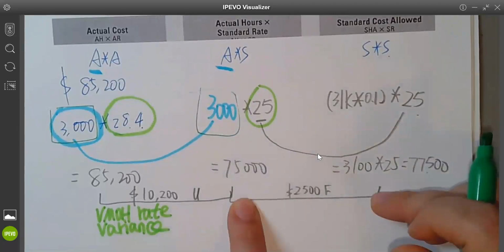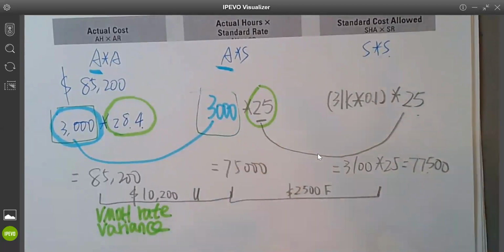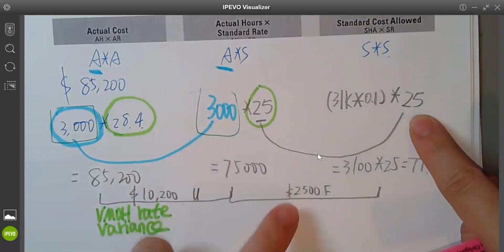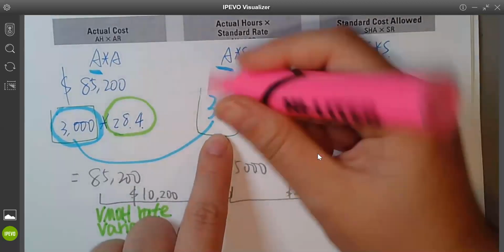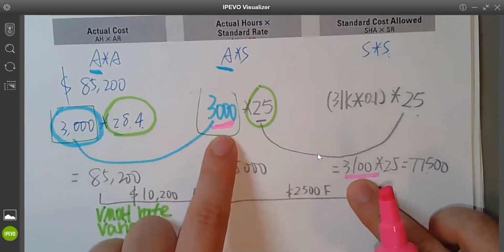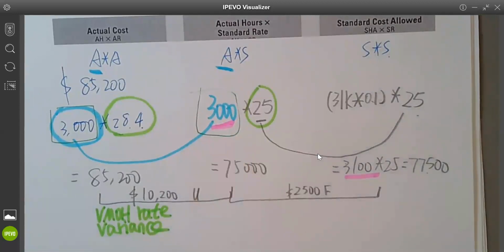Now we look at this, right? Why do we have $2,500 favorable variance? Because of the rate? No, we both used $25 as the standard cost. So why do we have a different variance? Because of the machine hour, right? Based on the standard, we should have 3,100 machine hours, but actually we only used 3,000 machine hours, so we have a better efficiency.